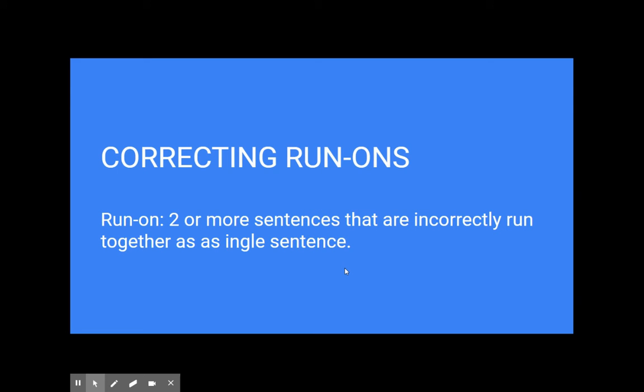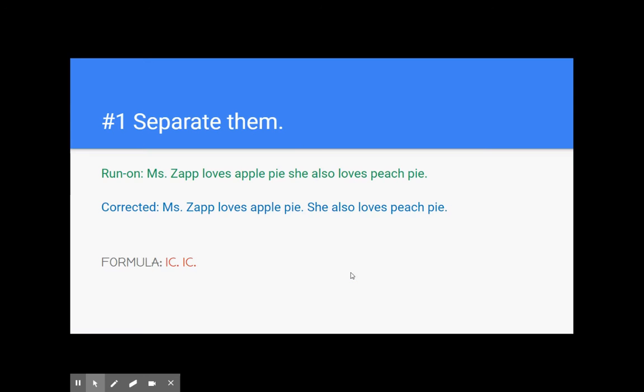All right, correcting run-ons. A run-on is when you have two or more independent clauses incorrectly put together as a single sentence. There are 5 ways that you can correct those. The easiest one is just to separate them. In this run-on, Ms. Zapp loves apple pie. She also loves peach pie, right?